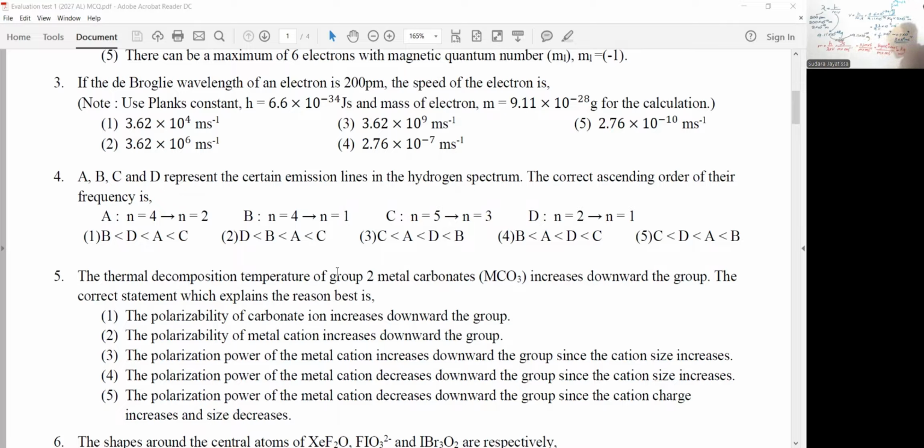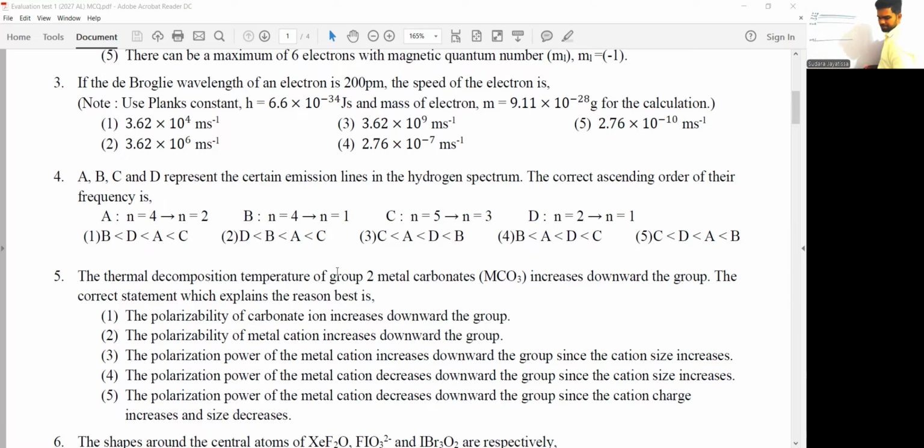Right. Next, look at the fourth MCQ, which is asked from the emission spectrum. ABCD represents certain emission lines in the hydrogen spectrum. What is the correct ascending order of their frequencies? You can see the energy levels are there up to the 5th energy level, so I'm going to draw a diagram showing n equals 1, 2, 3, 4, and 5.